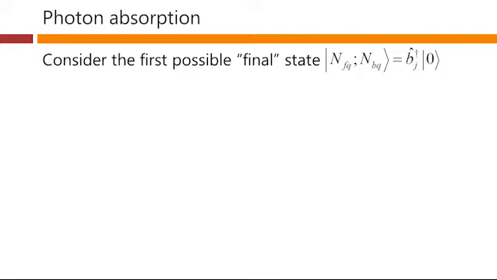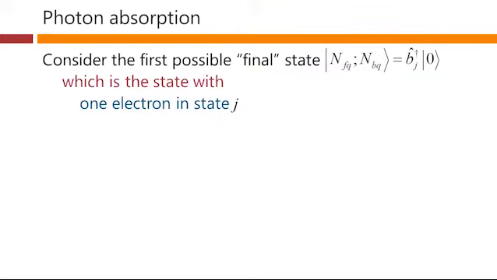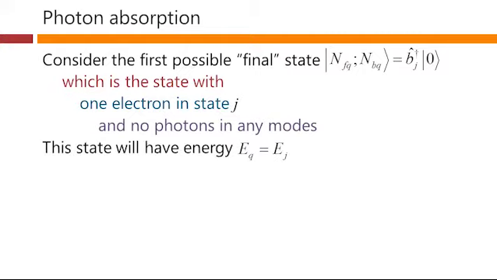So that's our first possible final state that we're going to look at here and see what happens when we work through the rest of our derivation. And that is the state, as I said, with one electron in state J and no photons in any modes. Now, this state will have an energy that is simply the energy associated with this particular electron state, whatever that is. So it might be that J could be 1, in which case this would be E1, or possibly J could be 2, in which case this could be E2.